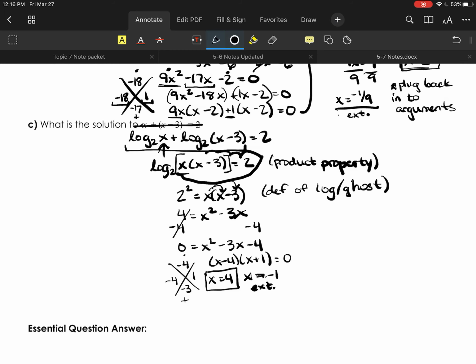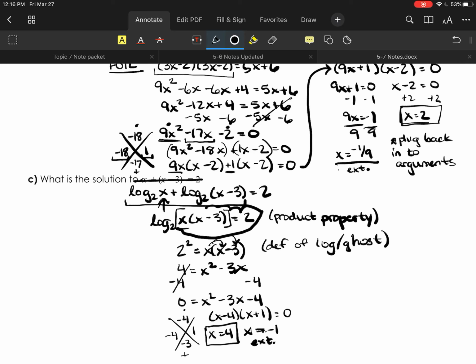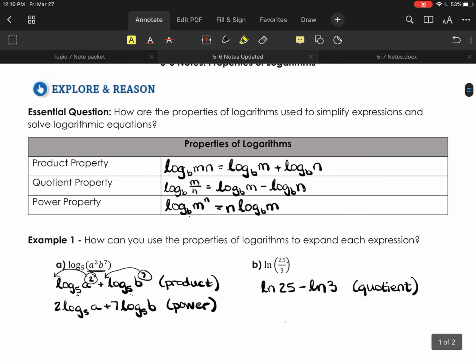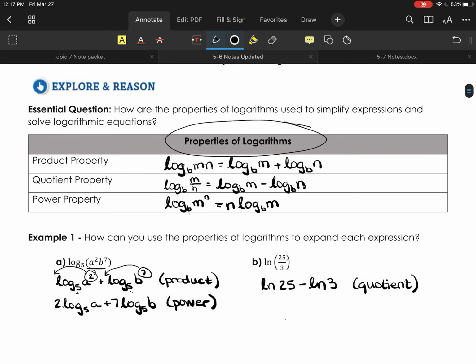All right, that's it for today. This is probably the most challenging section. So take your time on your homework. Think about those properties. Use your foldable. Have your notes from 5.6. Do these properties. Very important. If you do not have that foldable, definitely use that.